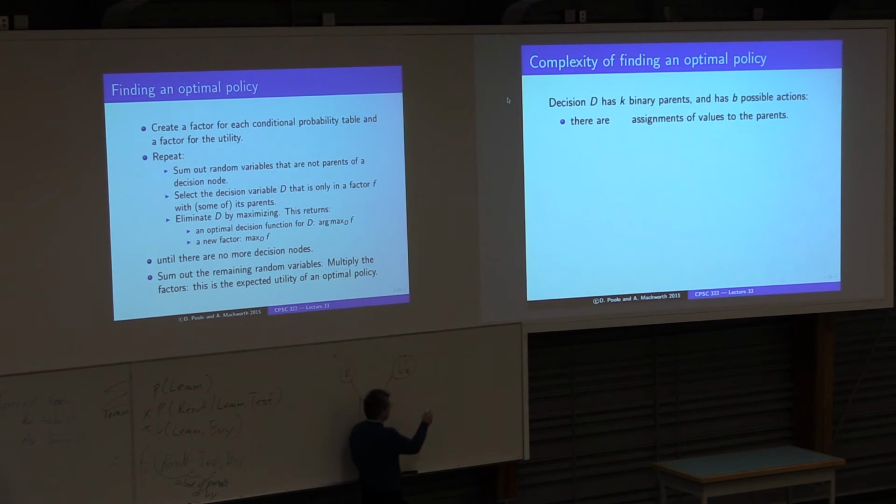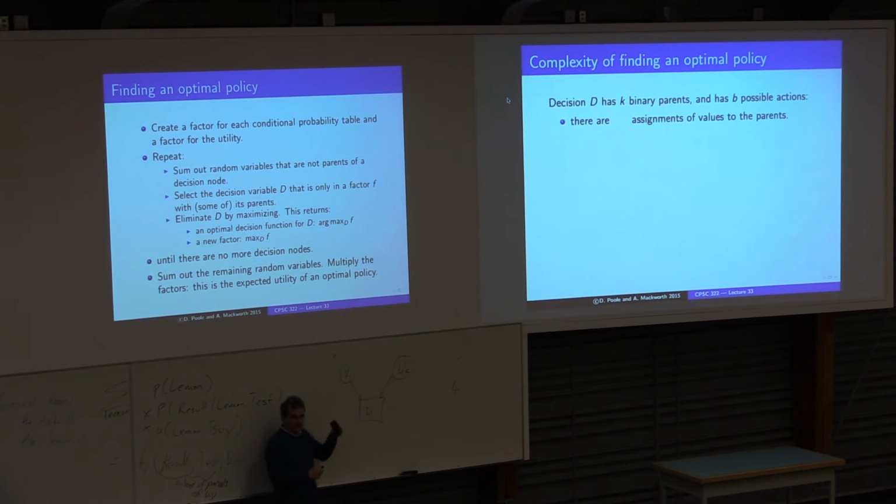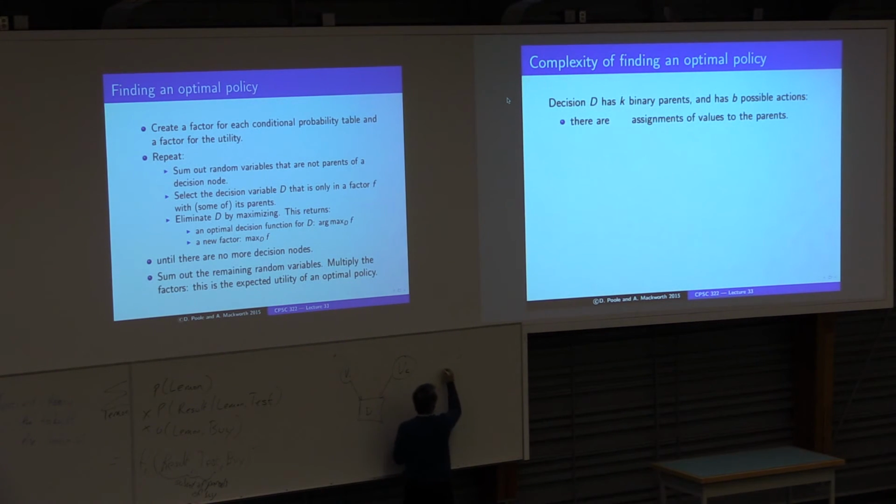Someone said 4? Why would there be 4? There are k parents, and they're each binary. They each have 2 different values. How many assignments of values to the parents are there? Right, there are 2 to the k assignments of values to the parents.